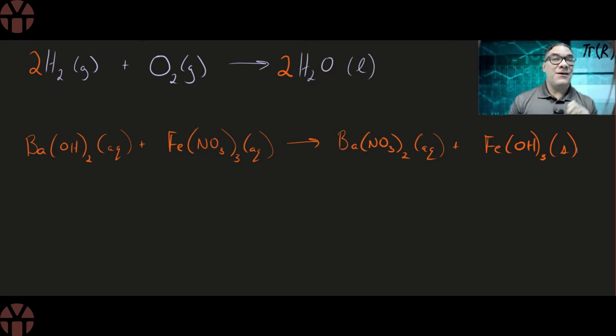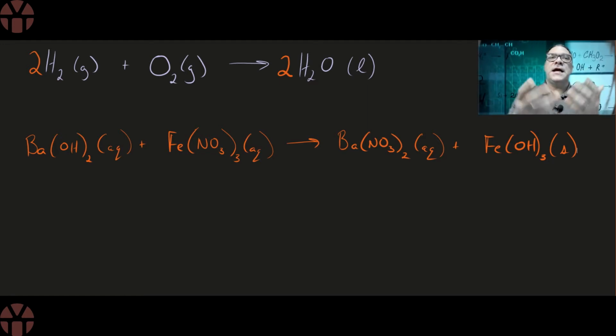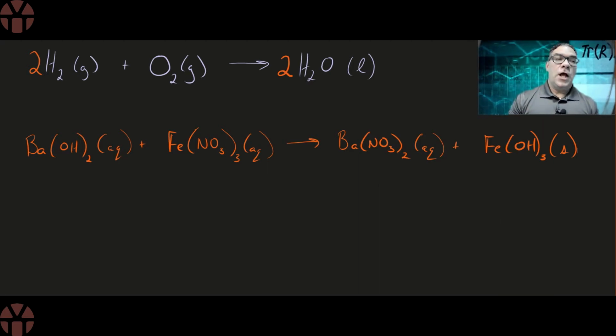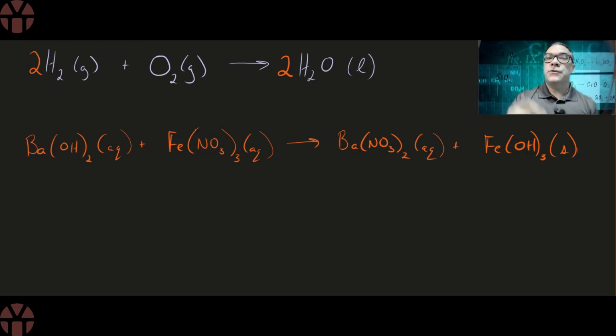Now notice, how did I know it had to be iron Roman numeral 3? Because I know iron is a transitional metal. It can vary its charge and therefore must have a Roman numeral in the parentheses. So barium hydroxide reacted with iron Roman numeral 3 nitrate to produce barium nitrate and iron 3 hydroxide.